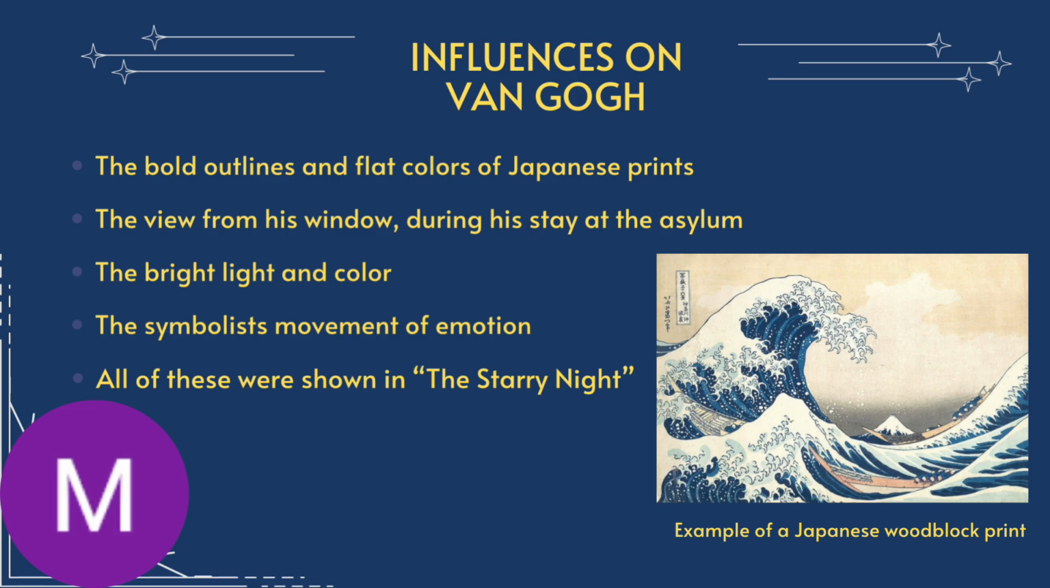Van Gogh was influenced by many things, but he was heavily inspired by the Japanese woodblock prints. A good example of this is the picture located on my right of the Great Wave off Kanagawa. These prints use bold lines and strong movements. He was also inspired by his view, but he put that into his imagination and created what he felt.